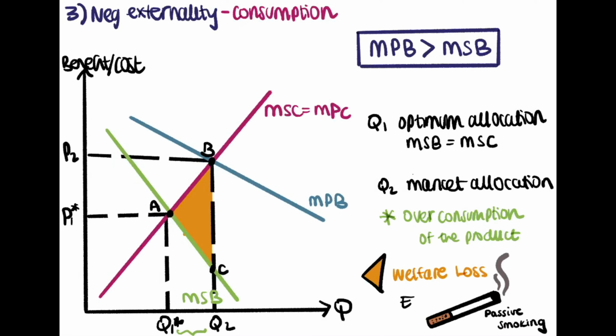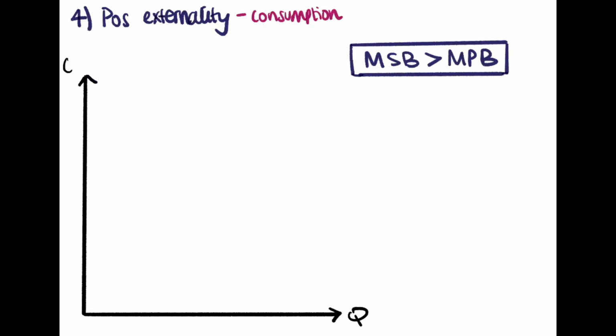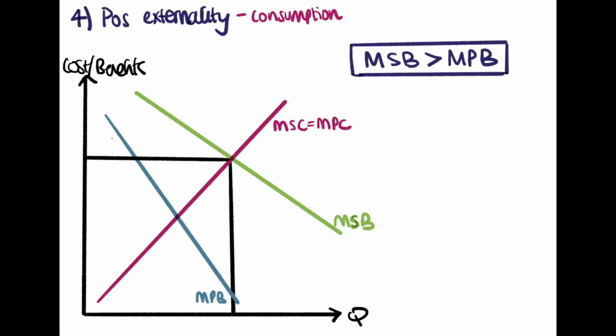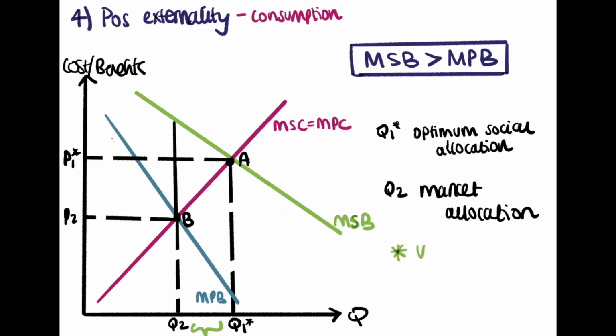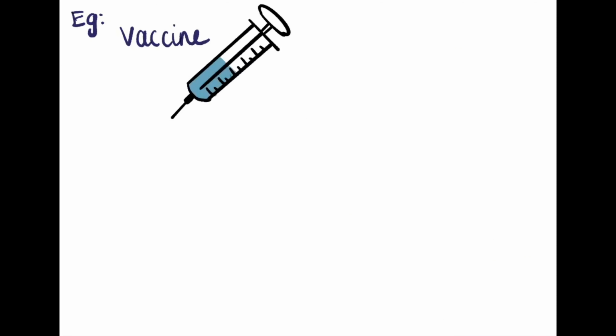And the final graph we will look at are positive externalities in consumption. So here we have an external benefit to a third party, so marginal social benefit is greater than marginal private benefit. So when looking for the social optimum, we always need to find the marginal social cost or benefit, and when these two are equal. We can see that at point A, this is the optimal social allocation. However, at the market allocation at Q2, there is an underconsumption of the good, and therefore a welfare loss. Typical examples include vaccinations and education.